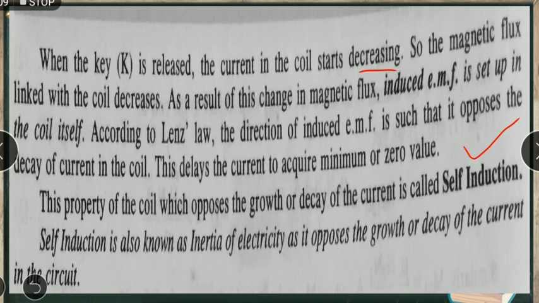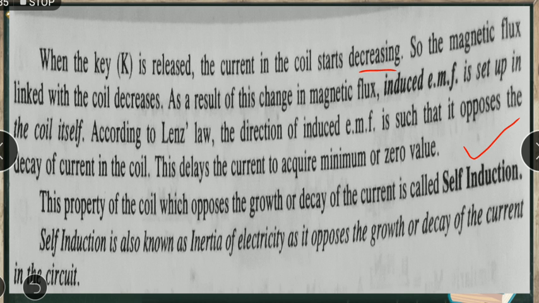Growth in which case? So when the key is pressed, current in the coil starts to increase. So as a result, magnetic flux increases. It doesn't reach suddenly the maximum. Okay, so it takes some time due to the opposition, that is because of Lenz's law. Once it reaches the maximum, it has been saturated.